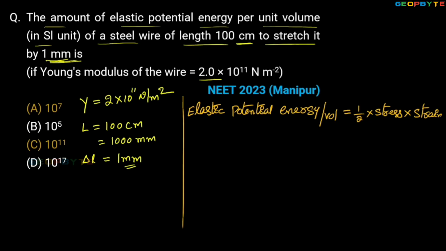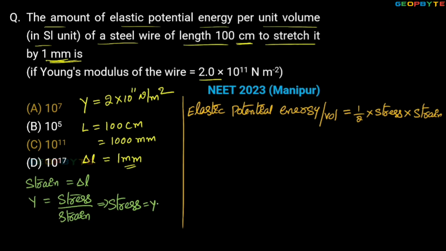But here, strain you can find it. As you know, the strain equal to change in length by original length. Let me write it clearly. Strain equal to change in length by original length. And Young's modulus Y equal to stress by strain. From this I can write that the stress equal to Young's modulus multiplied by strain.